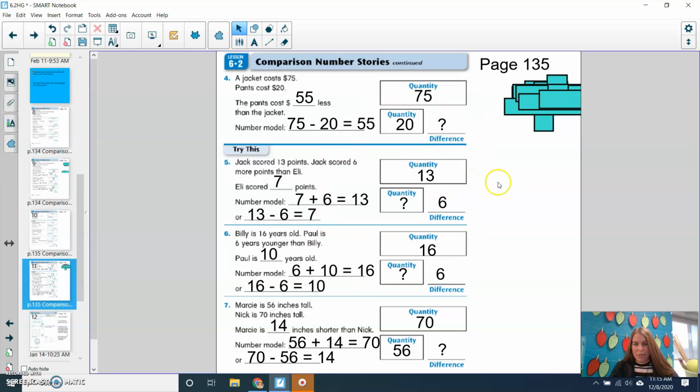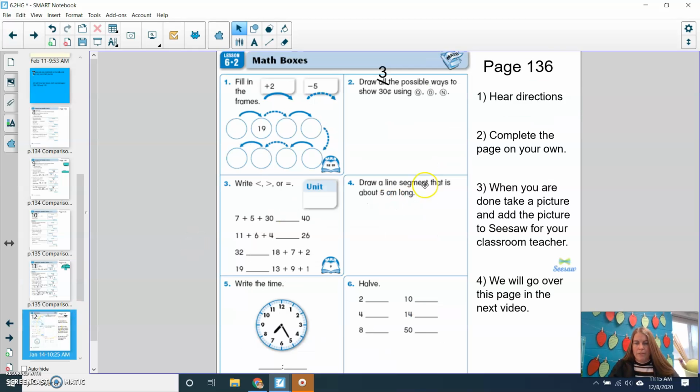All right, so if you can double check to make sure you have this page correct before moving on to our math boxes. Our math boxes are on page 136. I'll talk about the directions and then I'm going to ask that you complete this page on your own. When you're all done, take a picture and add that picture to Seesaw. We will go over this page in our next video.